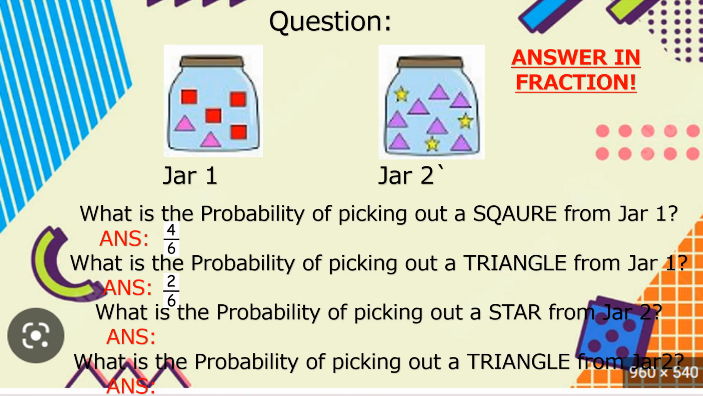So how many stars are there in jar 2? 1, 2, 3. So there are 3 stars. So if you answered 3 over 10, you are correct. What is the probability of picking out a triangle from jar 2? So as we counted earlier, there are 10 shapes, and now let's count how many triangles there are. 1, 2, 3, 4, 5, 6, 7. 7. So if you answered 7 over 10, you are correct.